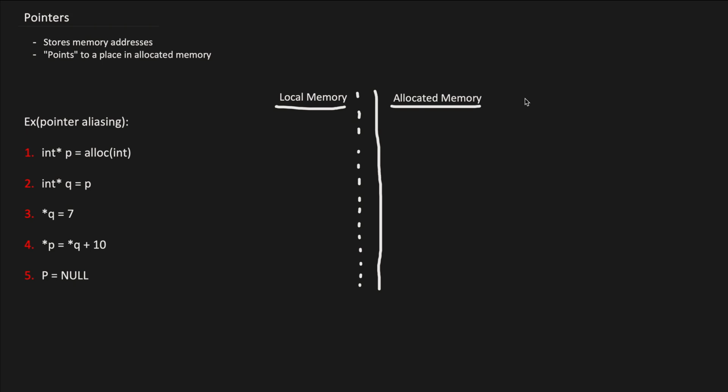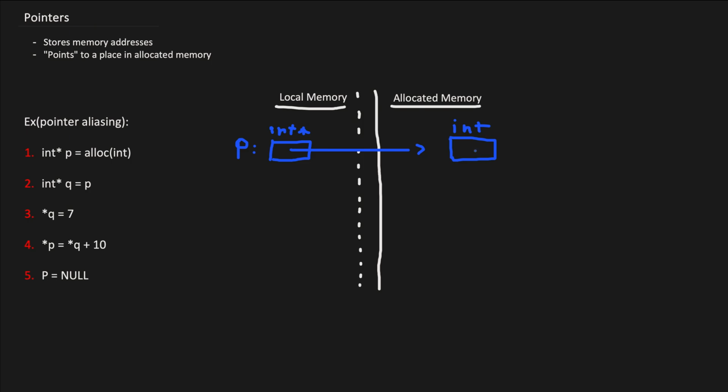So finally, I want to go over pointer aliasing, which can be a fairly confusing concept. So I'll just go through this example. So 1, I'm just going to allocate an int pointer like before. So p will be an int pointer type, int star, and I allocated an int, so I'll create a place in allocated memory. And this spot will hold an int type.